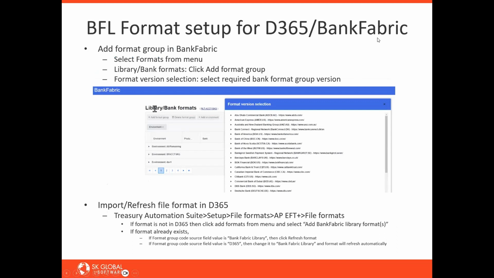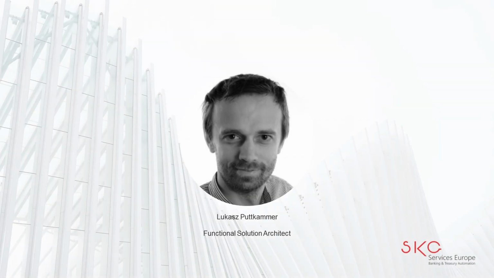If we're talking about the BankFabric setup itself, then in the format section, we have a list of available formats. We just activate a specific format, adding the specific format on the BankFabric, and then we need to go to the Treasury automations with file formats as well, just to get it activated there in the same way as with the File Hub. Okay, any questions so far?